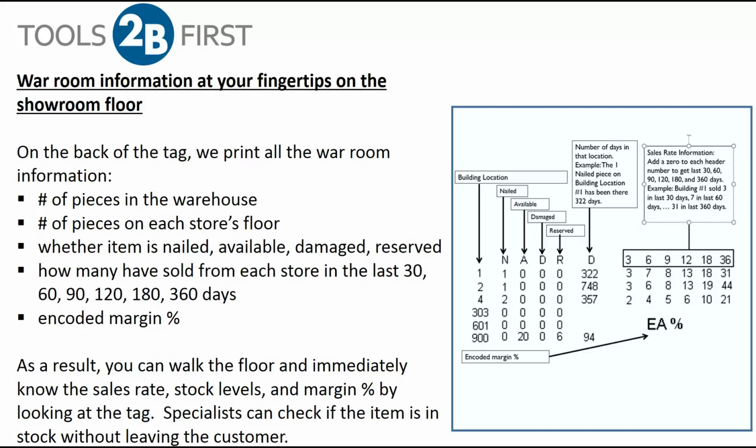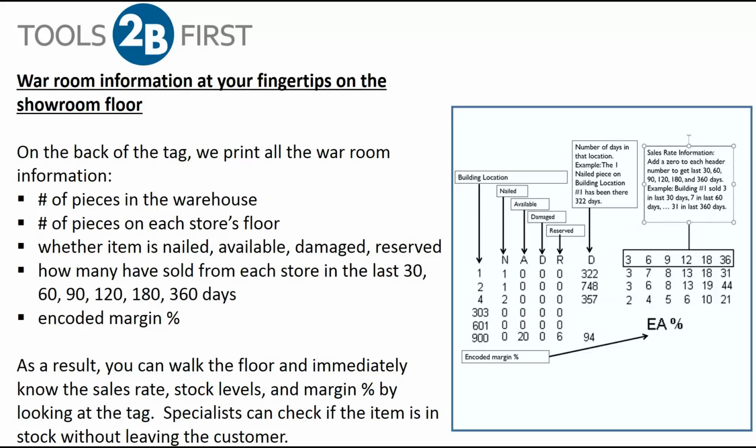And we can also do basically an encoded margin percent. So you can easily flip the tag over and see what the margin is on that particular item. The purpose in putting the margin in there is that if, for example, your sales manager or general manager walks the floor and has an opportunity to sell that item at a lower margin, they understand what the current margin is, and they can move it down from a discount standpoint, but still stay above a certain target from an overall margin standpoint.